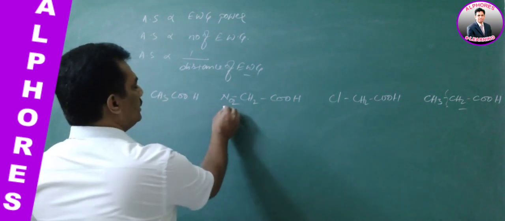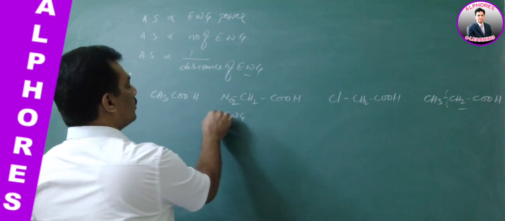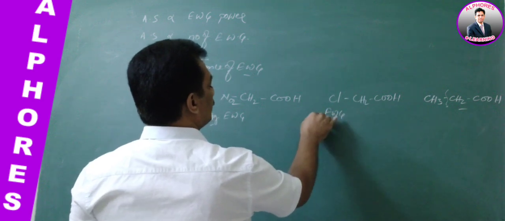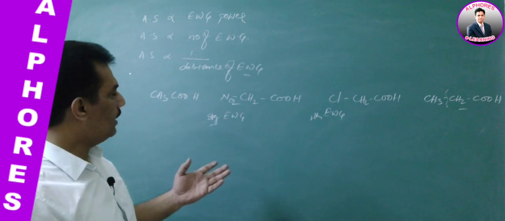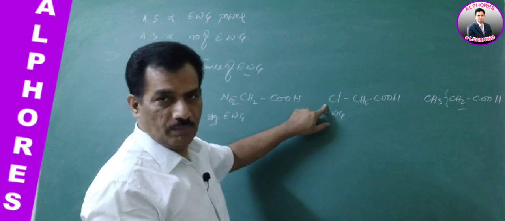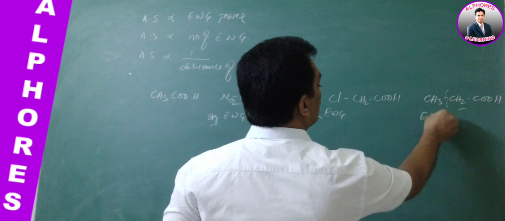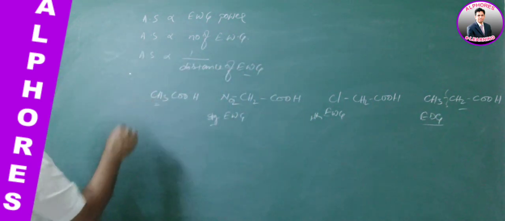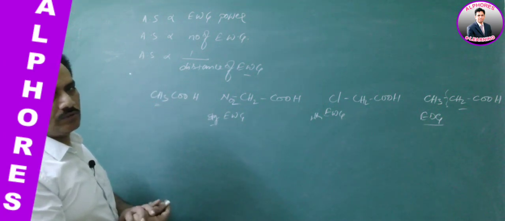Just remember, NO2 is a strong electron withdrawing group, and Cl is also an electron withdrawing group, but weak compared to NO2. Is it not? Why? Because NO2 is minus R minus I, whereas Cl is plus R minus I, where minus I dominates. CH3 is completely an electron donating group, and here there is no such group, only hydrogen, which is neither donating nor withdrawing.